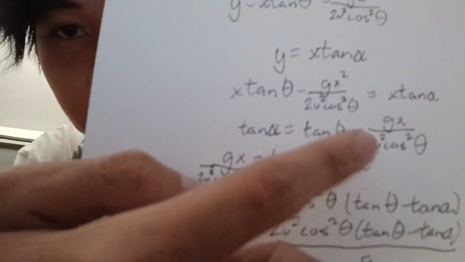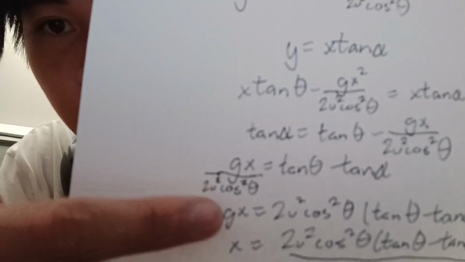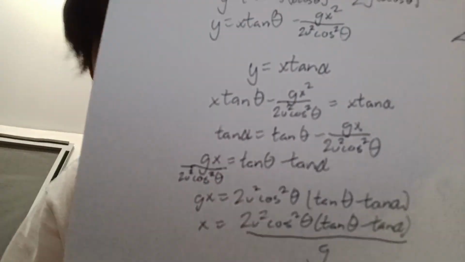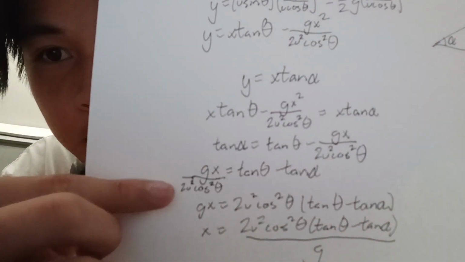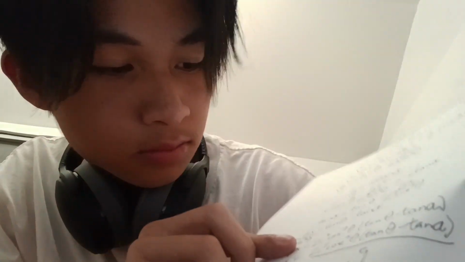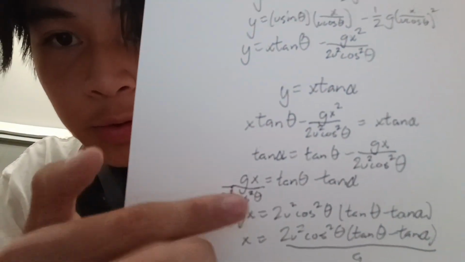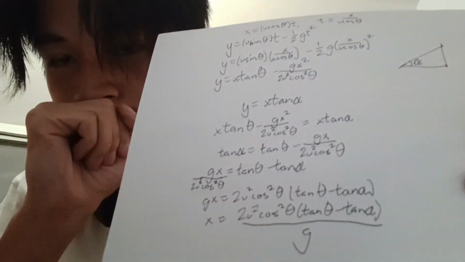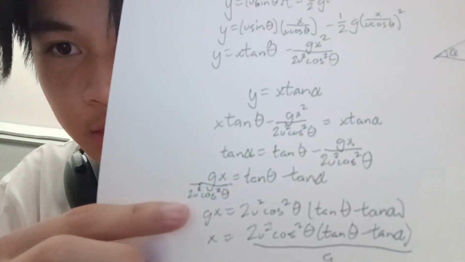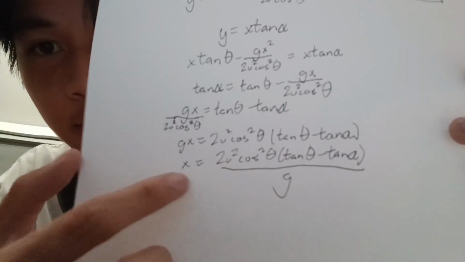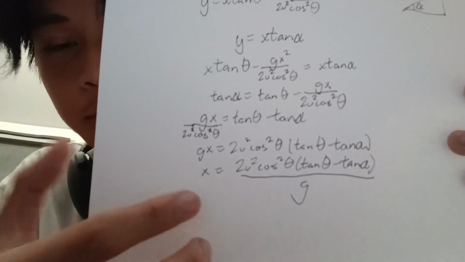All right. So I brought g over to the other side to make it positive right here, and then bring the tangent alpha over to the other side. So you get gx over 2v squared cosine squared theta equals tangent theta minus tangent alpha, and then multiply both sides by the 2v squared cosine squared theta. You get this. Divide both sides by g, and this is the correct formula for x.